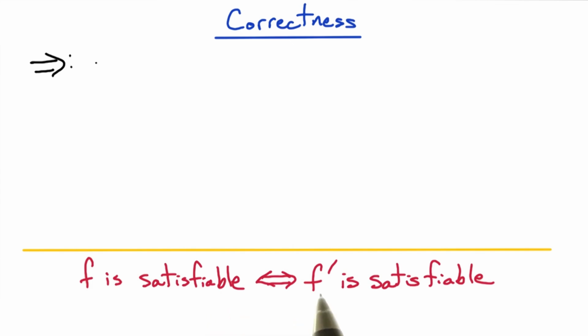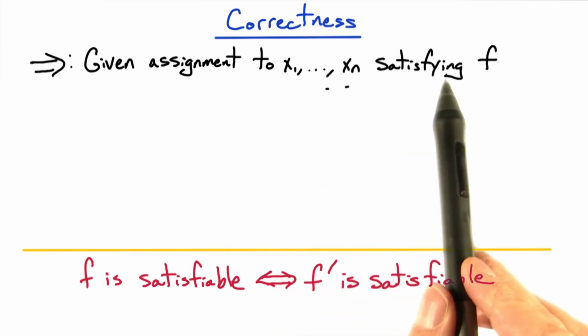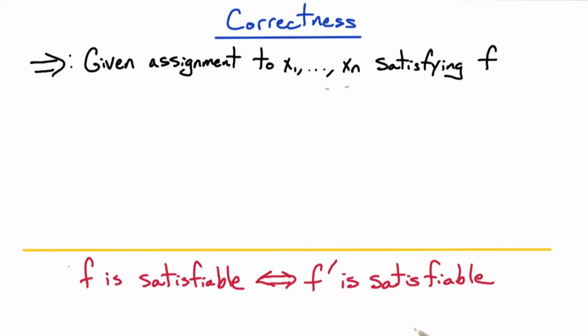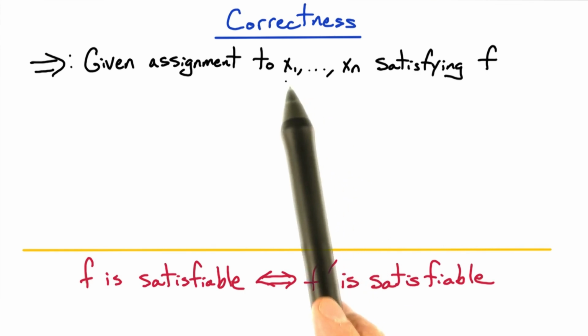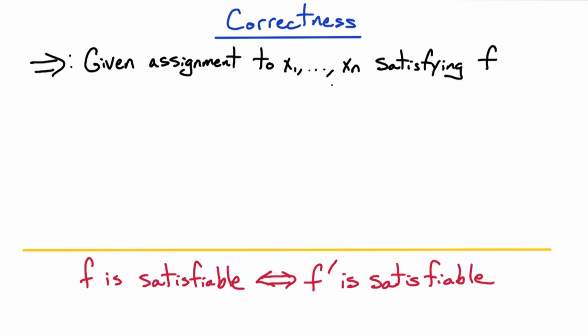So let's start with the forward implication. Let's take an assignment to the original n variables which satisfies the original formula F. Now we want to show that keeping this assignment the same for these original n variables, there is an assignment to the new variables so that this new formula F prime is satisfied.